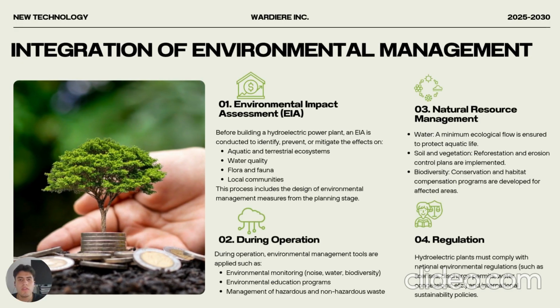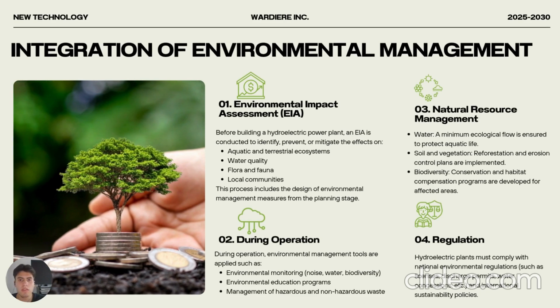Now, the integration of environmental management. Environmental management is key throughout the life cycle of a hydroelectric plant. It begins with an environmental impact assessment, which identifies and mitigates the effects, for example, on water, ecosystems, flora and fauna, and local communities during operations. Tools such as environmental monitoring, education programs, and waste management are used. Measures are implemented to responsibly manage natural resources, such as reforestation and biodiversity of plants. And finally, regulations: a hydroelectric plant must comply with environmental regulations to ensure legal and sustainable operation.